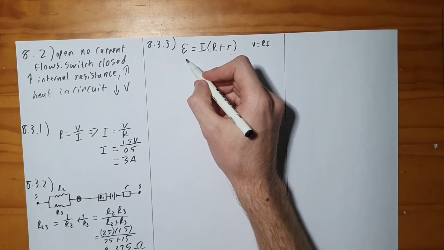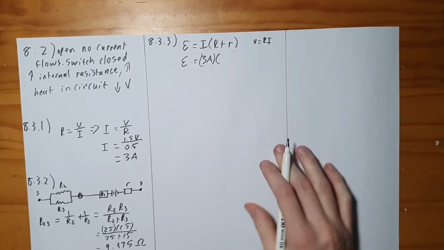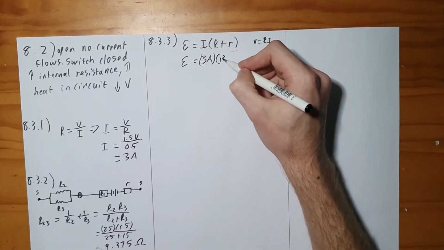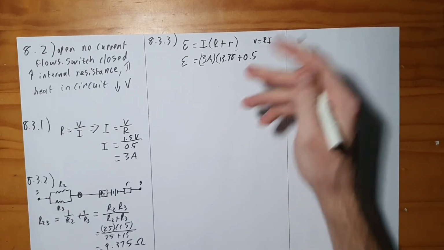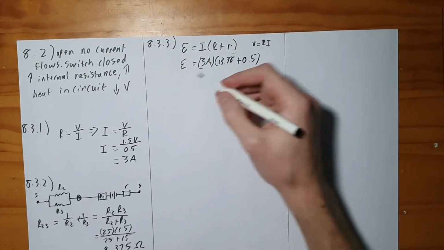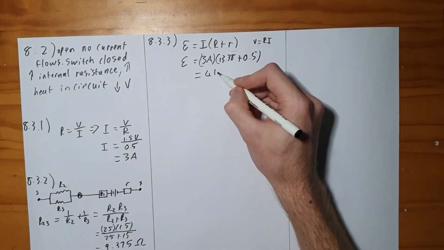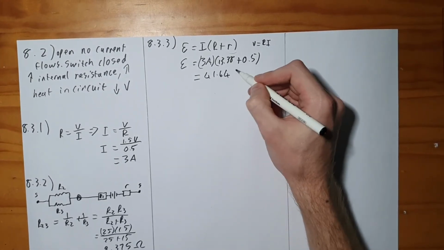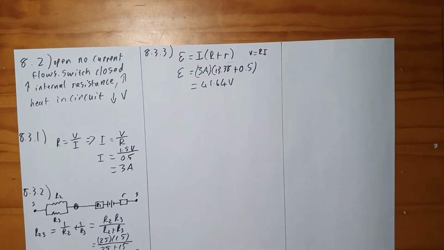Okay, so this is then going to be 3 amps. Okay, we've just calculated our total resistance, which was 13.38 plus 0.5, because that's our internal resistance over there. Okay, and that then gives us a total of 41.64 volts. Okay, and that's our EMF of the battery.